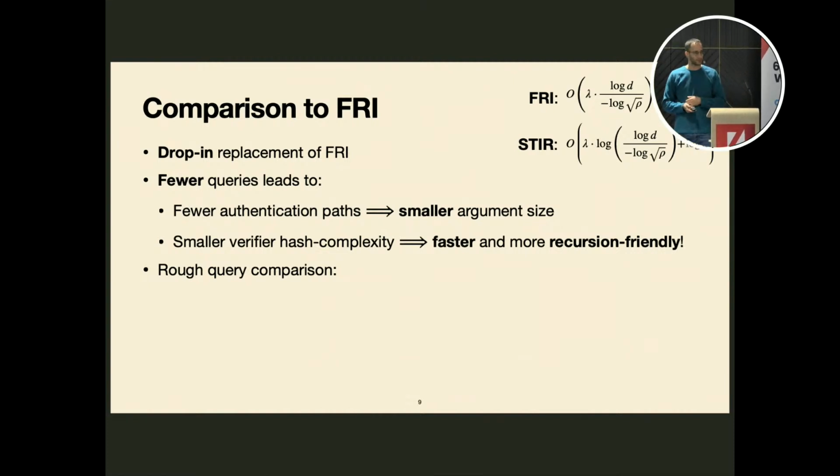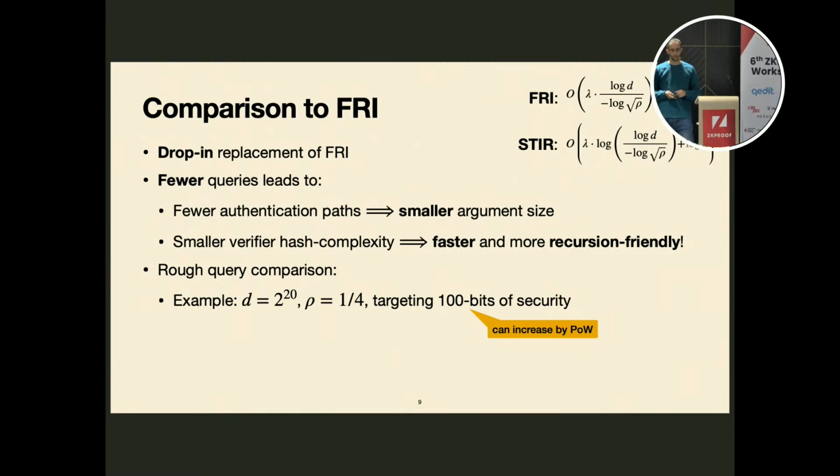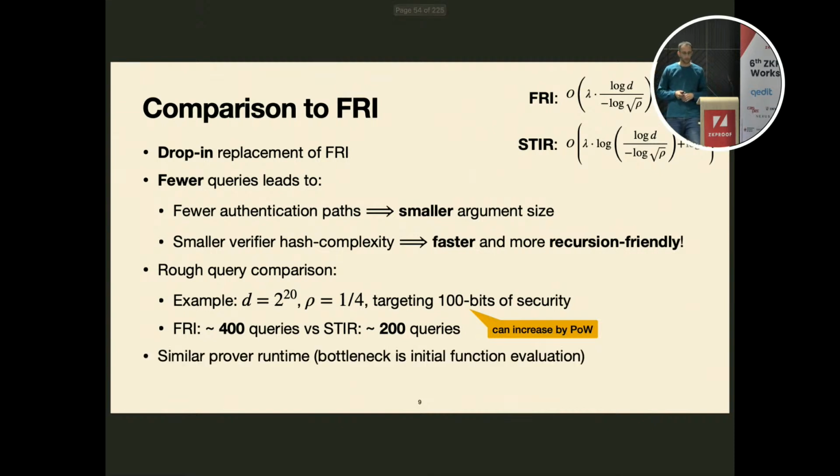Let's see some numerical examples. So say the degree is 2 to the 20 and the rate is 1/4, and we're targeting, let's say, 100 bits of security. You can always get more security with a proof of work, but let's just put in some simple numbers here. Then Phi would have roughly 400 queries, whereas Steer would have roughly 200 queries.